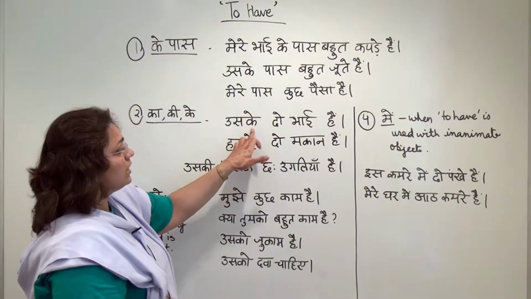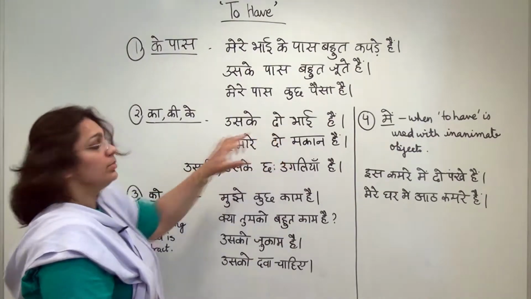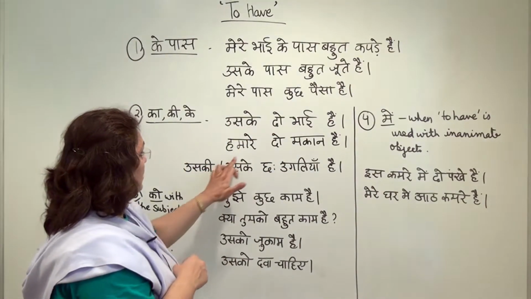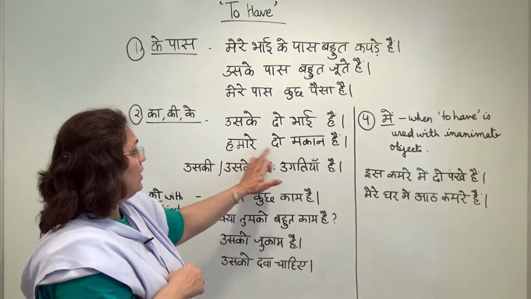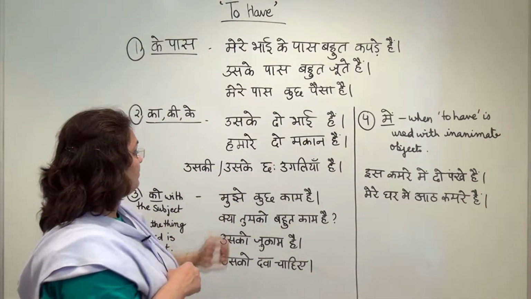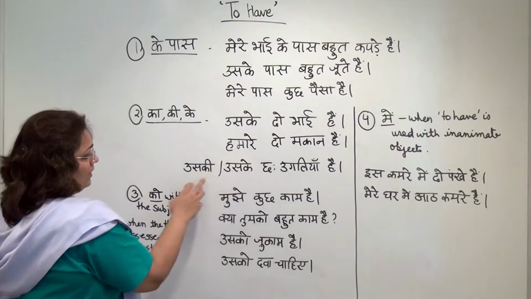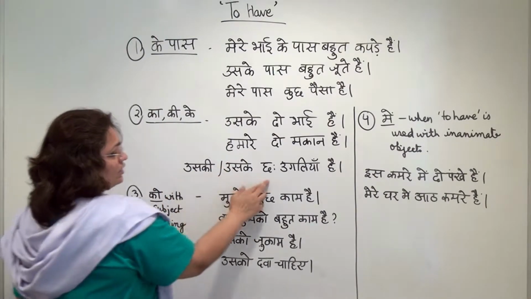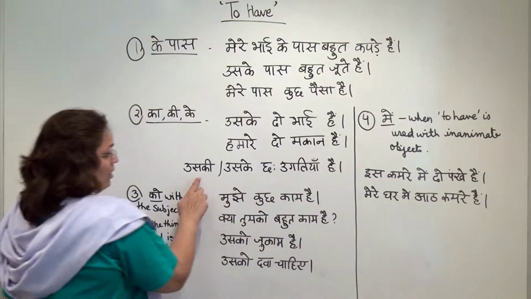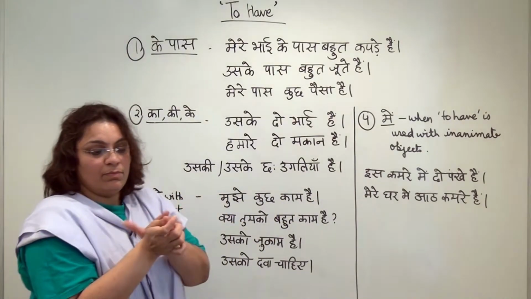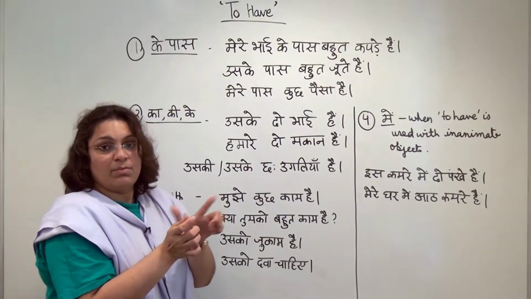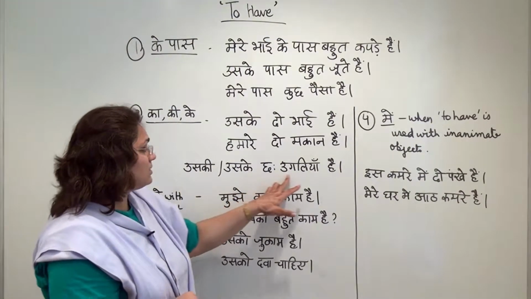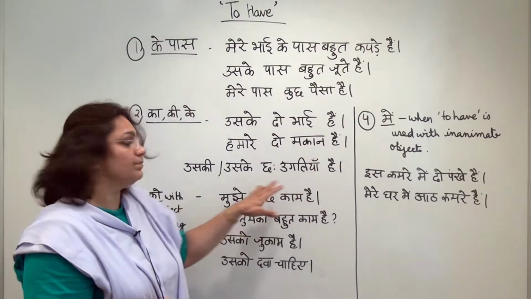This is uske because it's 2. Remember I said ke is for plural. So uske 2 bhai hain. He has 2 brothers. हमारे 2 मकान हैं. We have 2 houses, right? Now, okay, उसकी 6 उंगलियां हैं. You know, some people have one more, like a thumb or finger. उसके 6 उंगलियां हैं. He has 6 fingers.